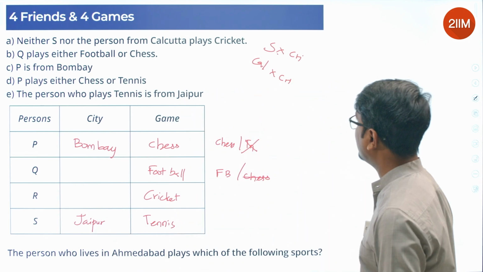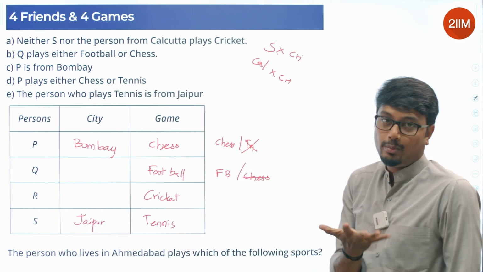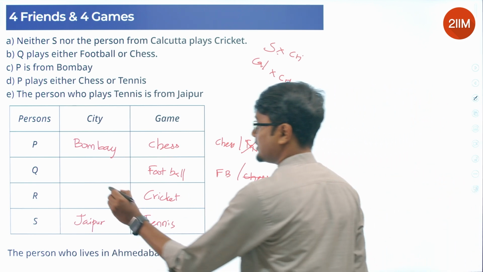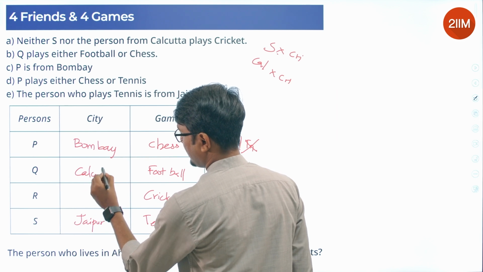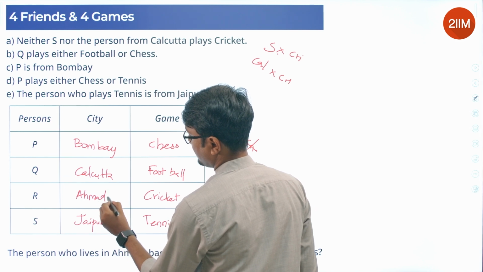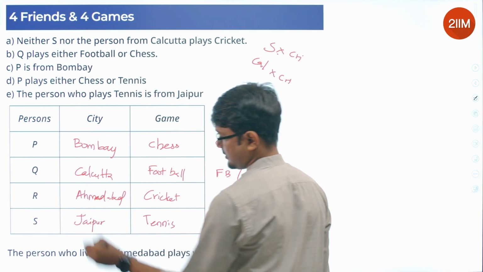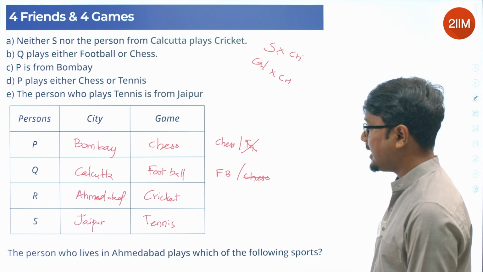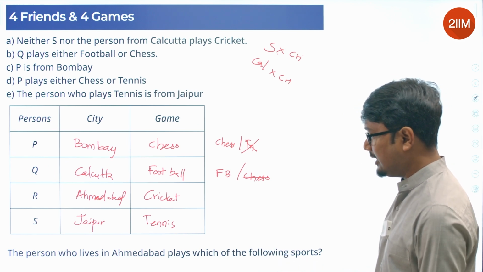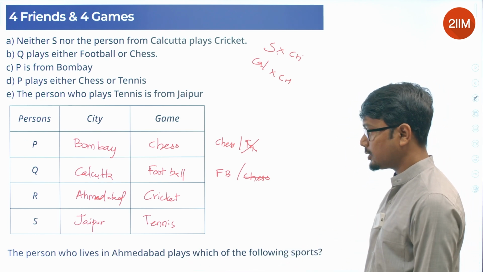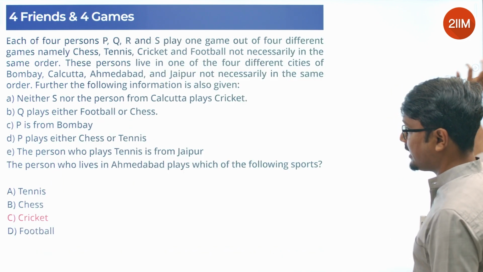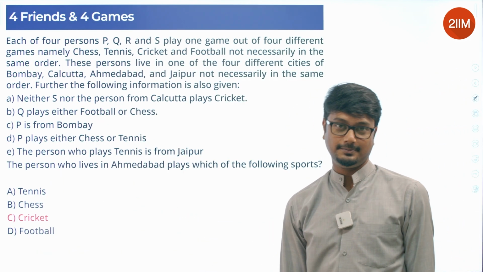Alright, so what do we have then? Calcutta will not play cricket. So the person who plays cricket is not from Calcutta eventually. So this guy will be from Calcutta and he is from Ahmedabad. Okay, so in that case, what do we have? The person who lives in Ahmedabad plays which of the following sport? Cricket. So we'll check with it. The answer is supposed to be cricket. Yep, cricket is the right answer.